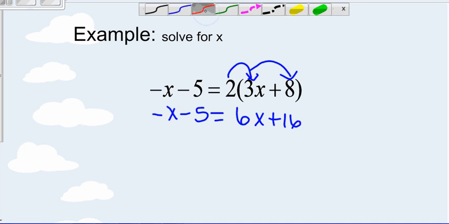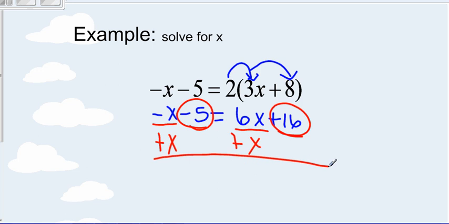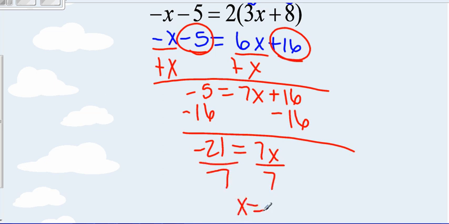Okay, and then again, I'm going to underline my variables, circle my numbers. I'm going to add x to both sides. And then I'm going to subtract 16 from both sides. So I'm going to get negative 21. Please be careful with your negatives. Make sure you do not lose them. Divide by 7. So we get x equals negative 3.